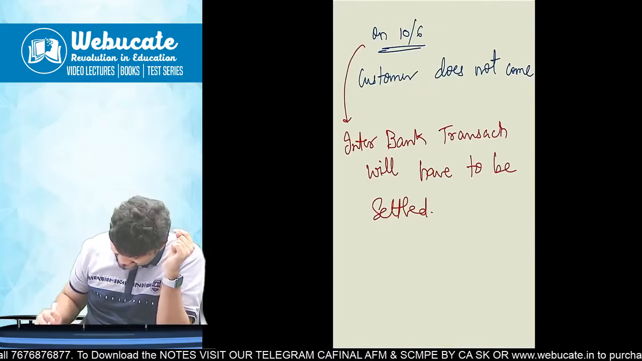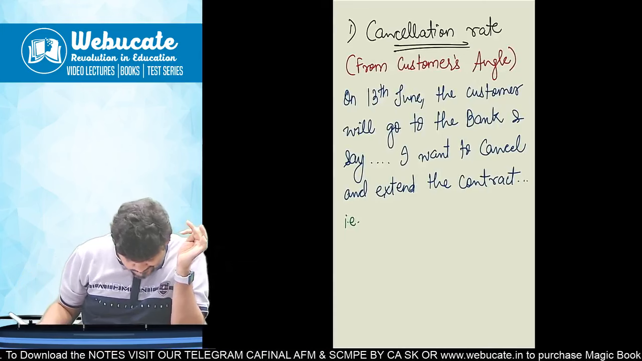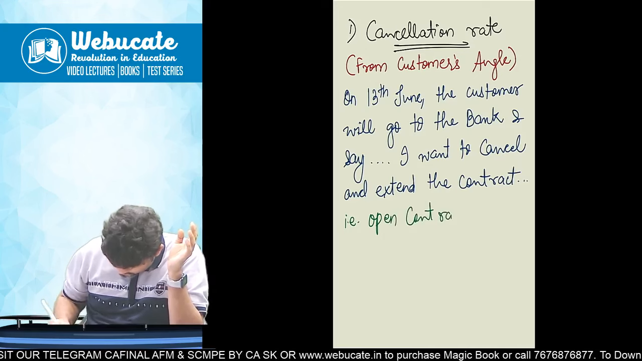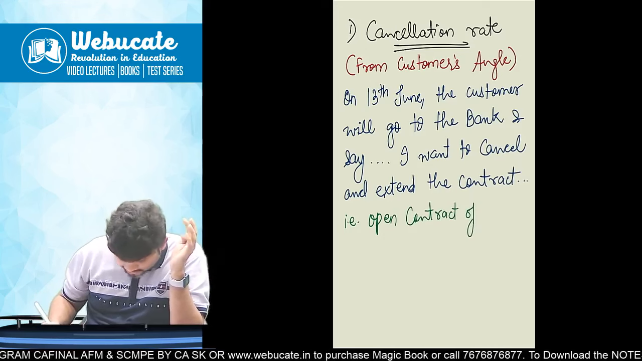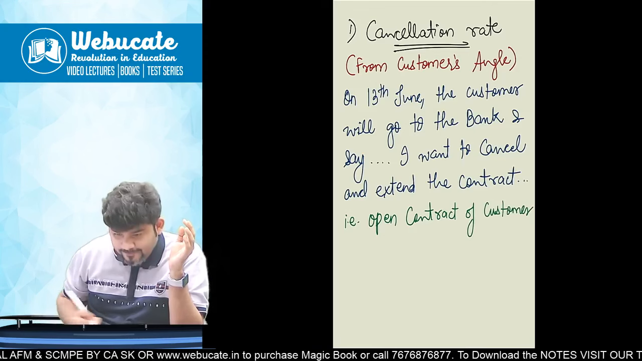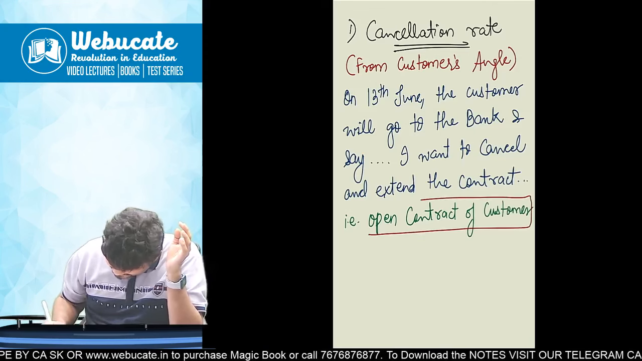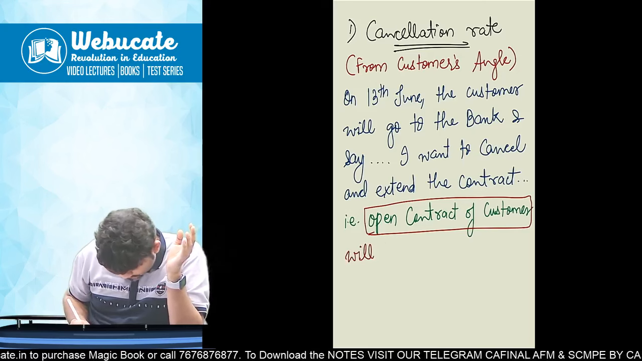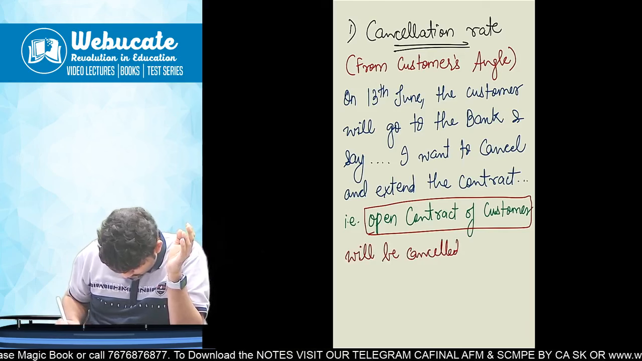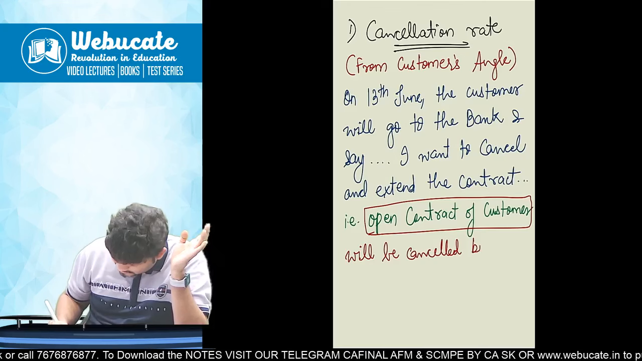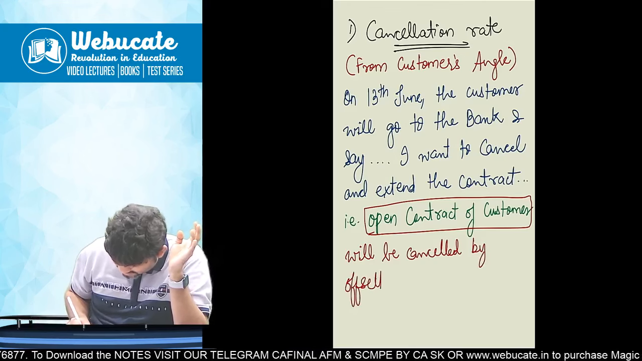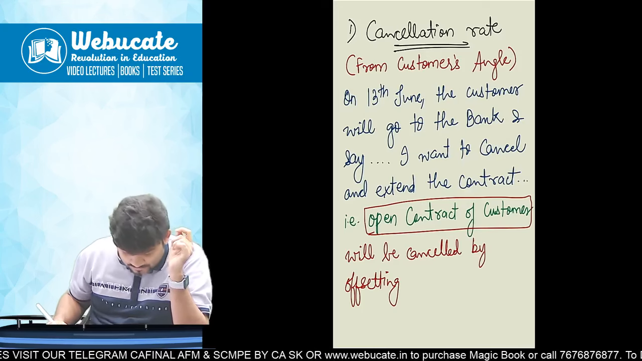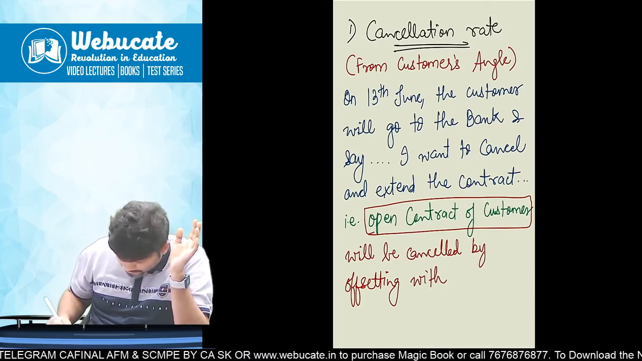So let's write. That is, open contract of customer will be cancelled by offsetting with opposite contract.